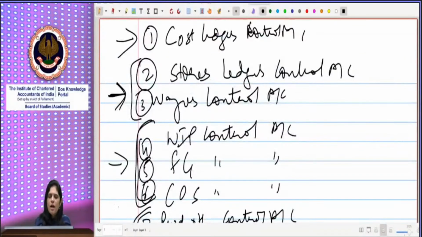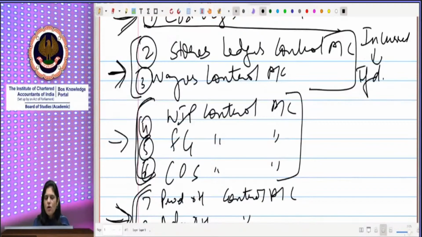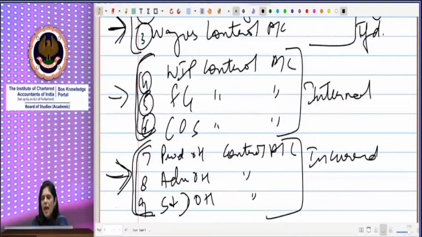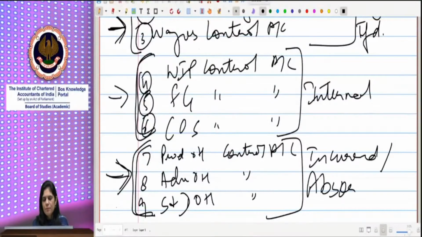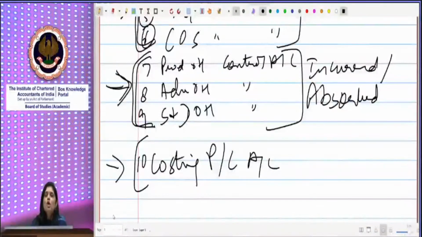Cost ledger control account, the first category, independent account. Stores and wages, these are first incurred, and then they are transferred. These three are all internal accounts. Cost ledger control account has nothing to do with them. Clear? Then production overhead control accounts, all three overheads accounts. Again, these are first incurred and then they are absorbed. Clear? And yes, the costing profit or loss account to calculate the costing profit.